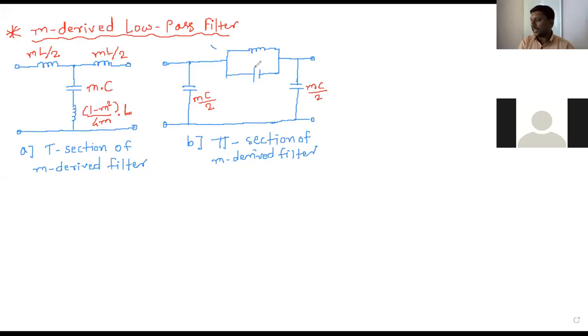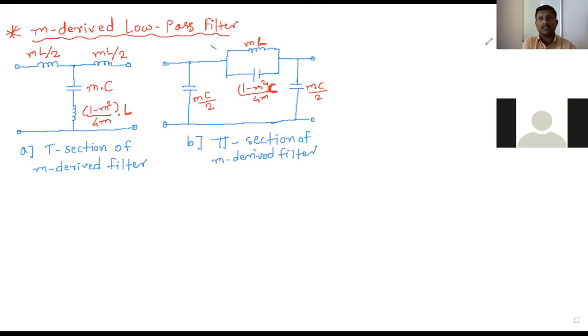So what about this inductor and capacitor? Only one inductor was there at the initial stage, so L into M you have to multiply. And here, for this capacitor, 1 minus m square divided by 4m into C, that is, 1 minus m square in brackets into C divided by 4m. So this is about the values of all components in the T section and pi section.